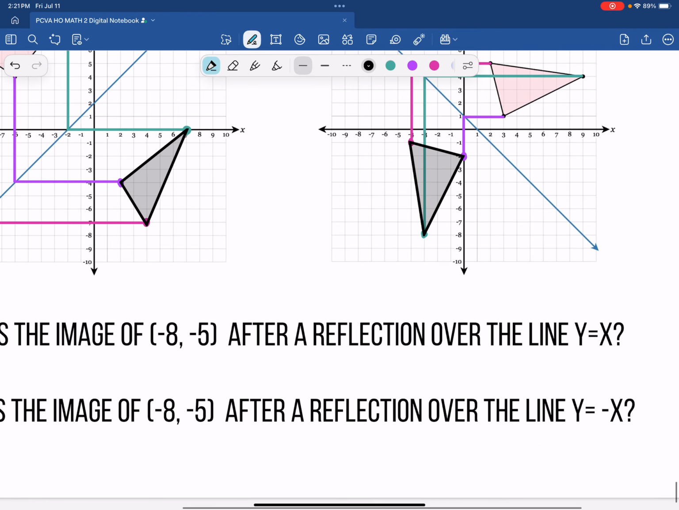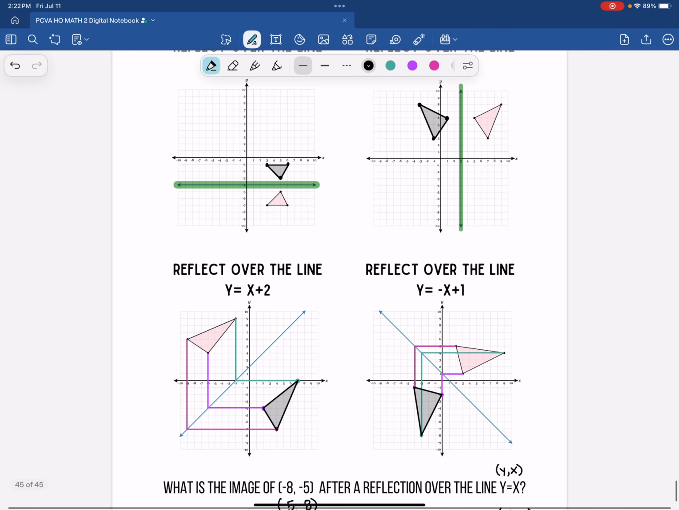So again, just to make sure that we've got it, reflection over the line y equals x is going to flip the y and the x. So if I have -8 and -5, that's going to become -5, -8. We don't change the sign on those. But if I have y equals -x, I flip them and change the sign. So remember, the negative doesn't mean it just becomes a negative number. It means you flip the sign of what you have originally. So I originally had -5, so now that's going to become +5. I originally had -8, so that's now going to become +8. All right, let me know if you have any questions about this.